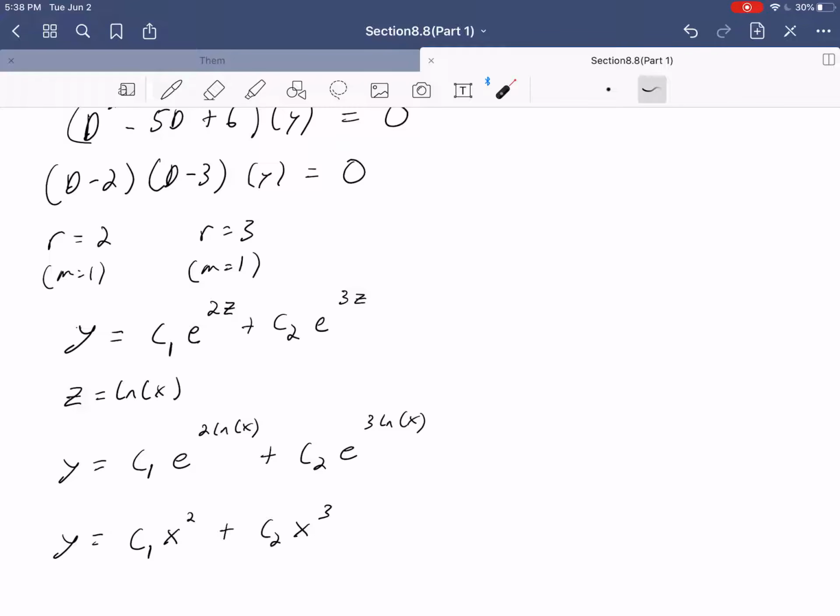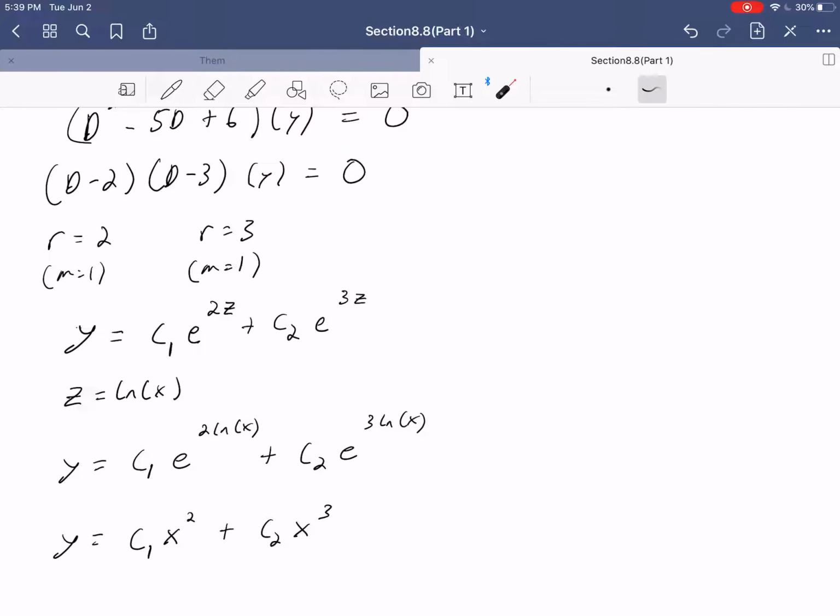But notice that it shouldn't be a surprise that when you're solving these Cauchy-Euler equations, you're often going to see powers of x, because when you do this substitution with z equals ln x, any exponential term you originally had is going to reduce, like it did here, down to polynomial terms. So it's not uncommon to see linear combinations of polynomial terms being solutions to Cauchy-Euler differential equations.